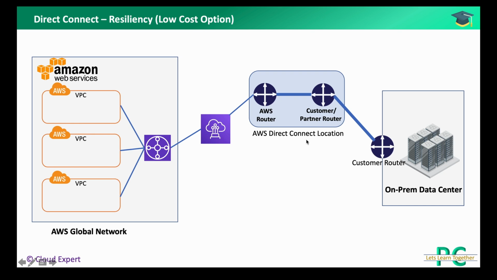There is another low cost option if you don't want to configure more than one Direct Connect connection. As you understand by this time, this is a physical cable connection between your customer router and the AWS router. But if you are transmitting a huge amount of data in terms of terabytes on a daily basis, then obviously Direct Connect will give you a good cost benefit.